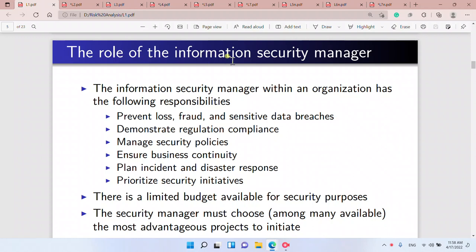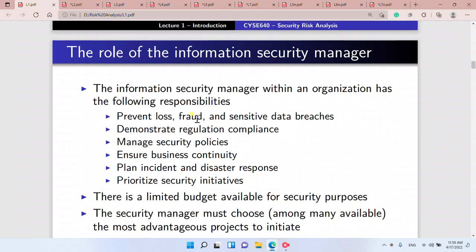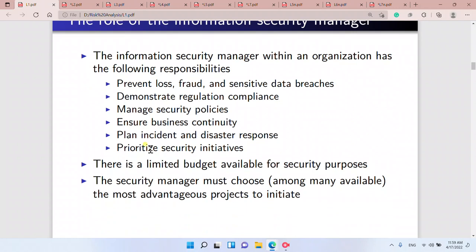The role of the information security manager is that we must prevent loss, fraud, and data breaches, demonstrate regulation compliance, manage security policies, ensure business continuation, plan incident and disaster response, and prioritize security initiatives.